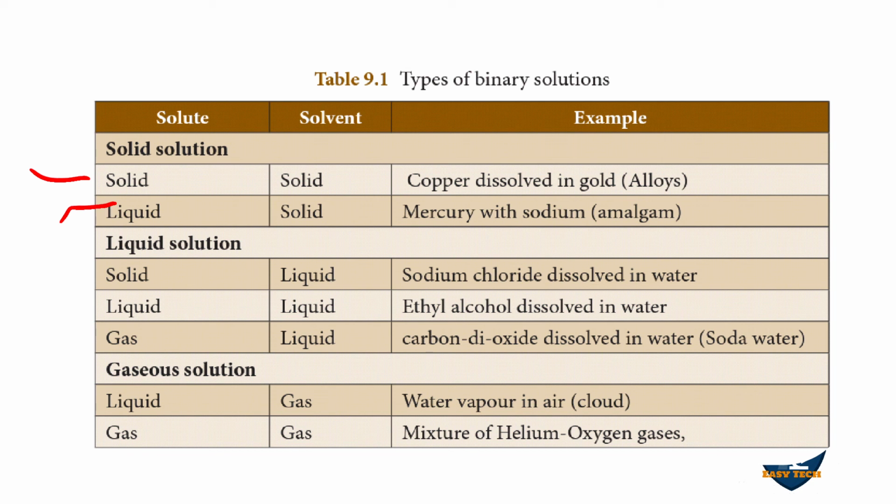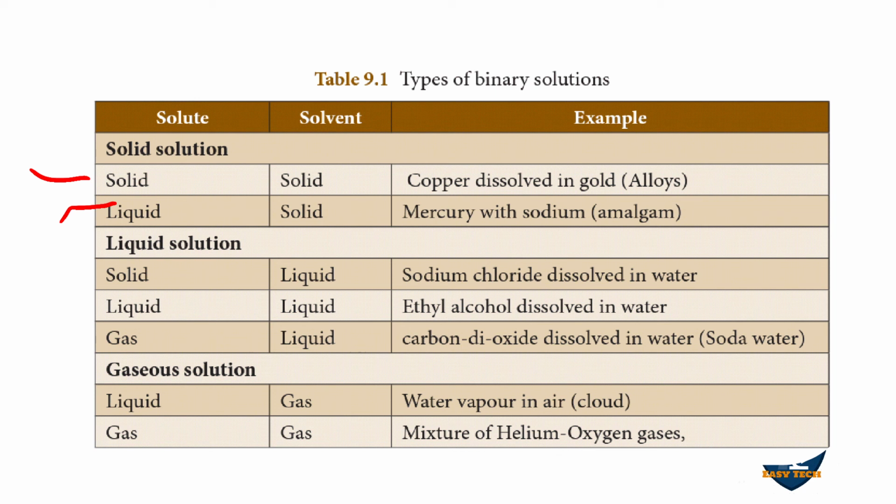The next one is solid in liquid: mercury with sodium forms an amalgam, which is a liquid solution. Another solid in liquid example is sodium chloride dissolving in water. The solid is sodium chloride and the liquid is water. That is nothing but the salt solution.